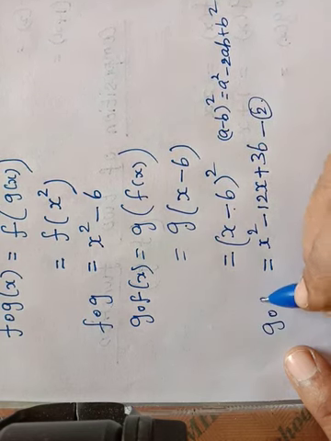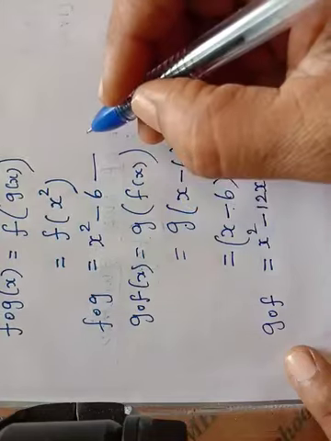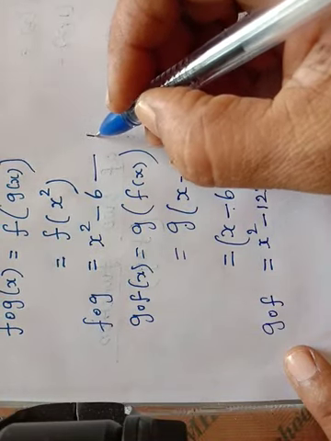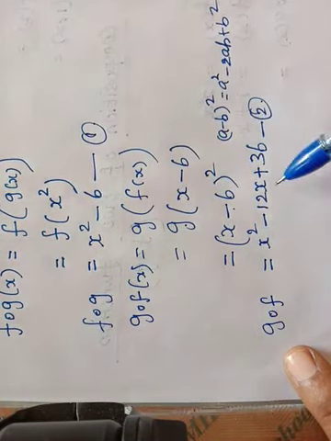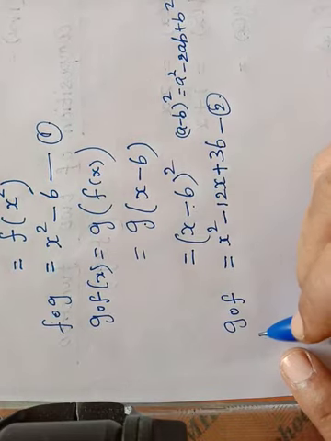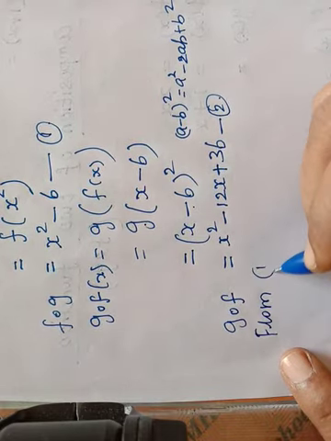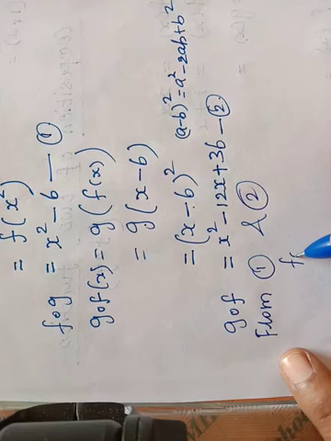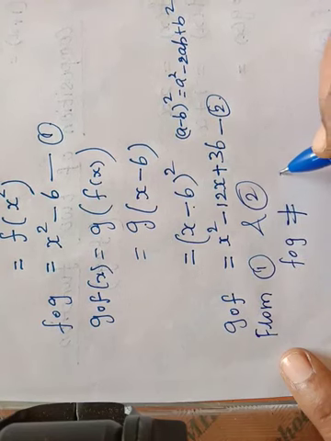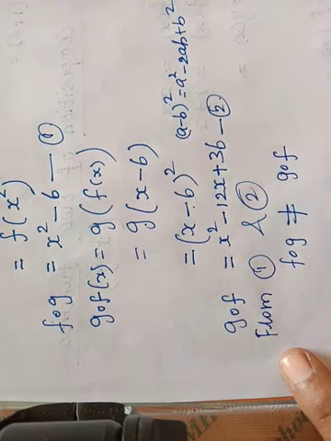That means g composite f. This is your f composite g of x. Both are equal or not equal? So from 1 and 2, f composite g is not equal to g composite f.